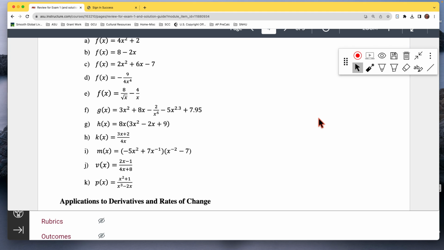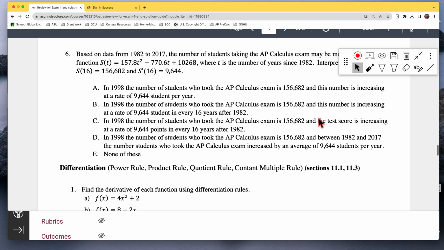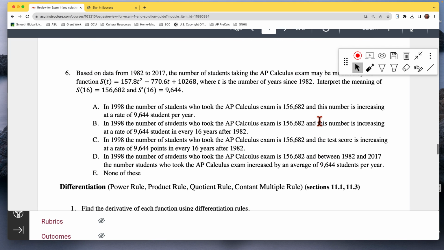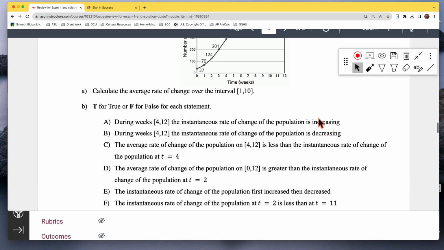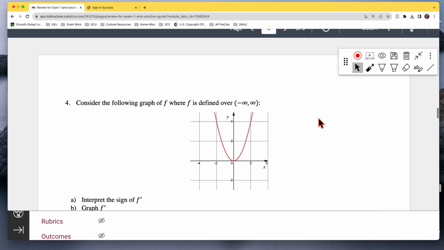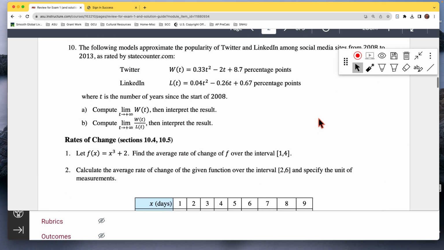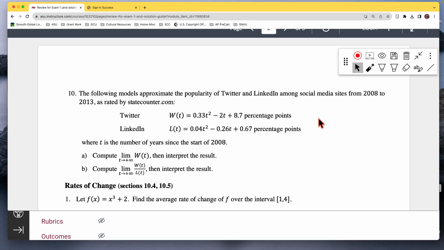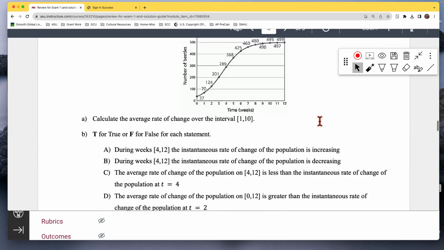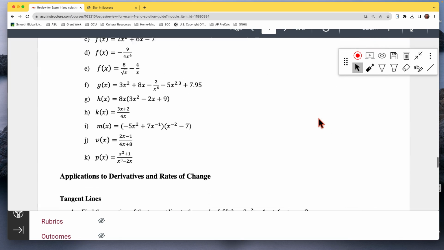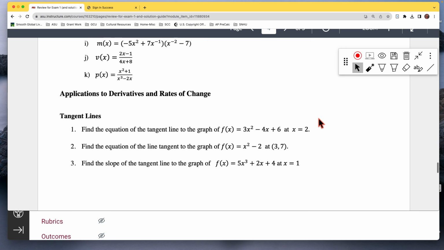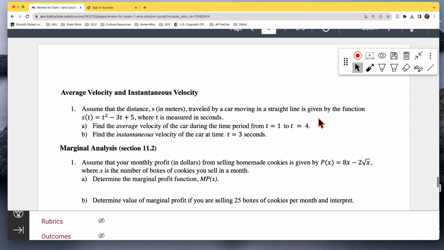Sure, sure. Let's see. There was one in here. Tangent lines. Oh, here we go. They only give you one question, but you can also go back to the homework, and we'll do that.